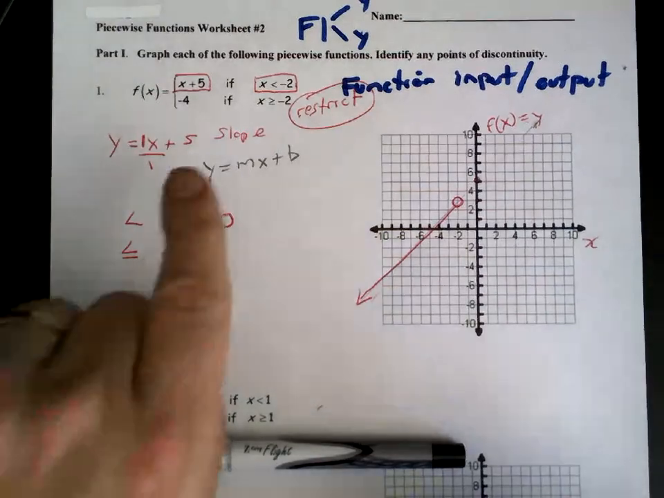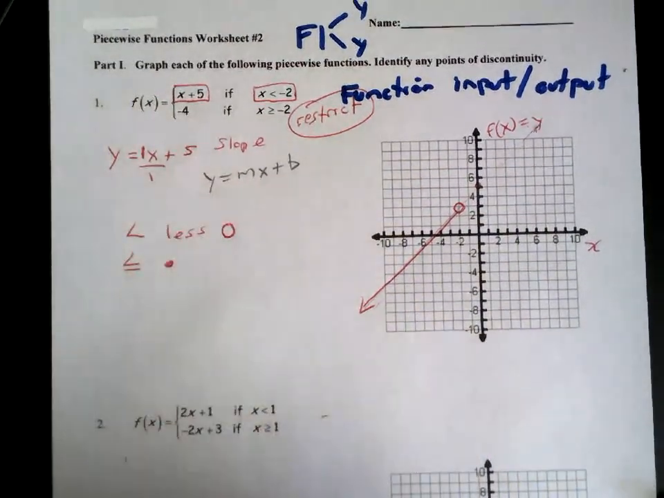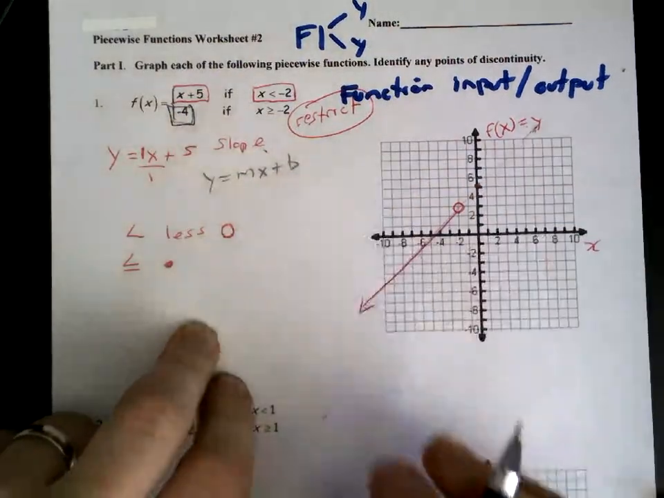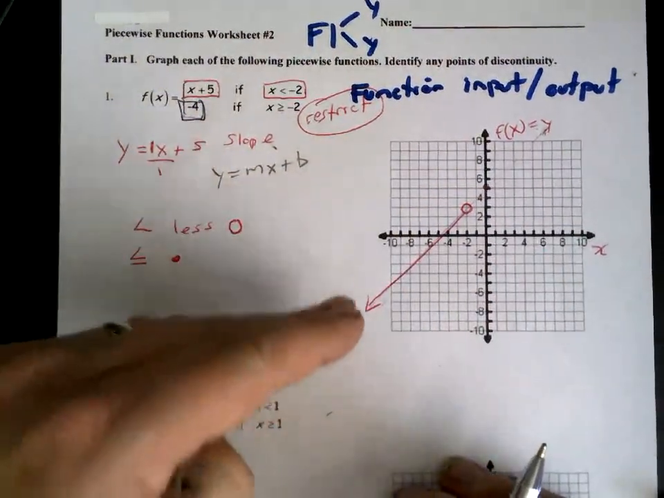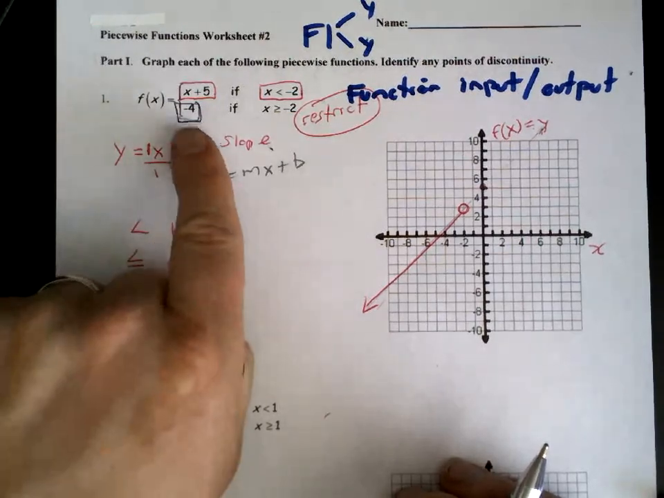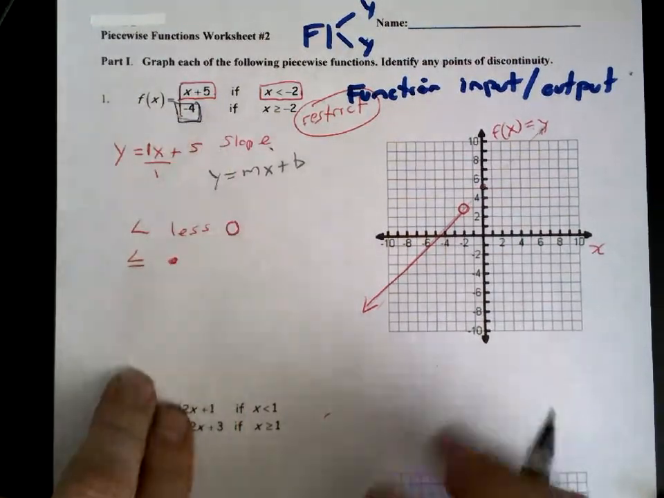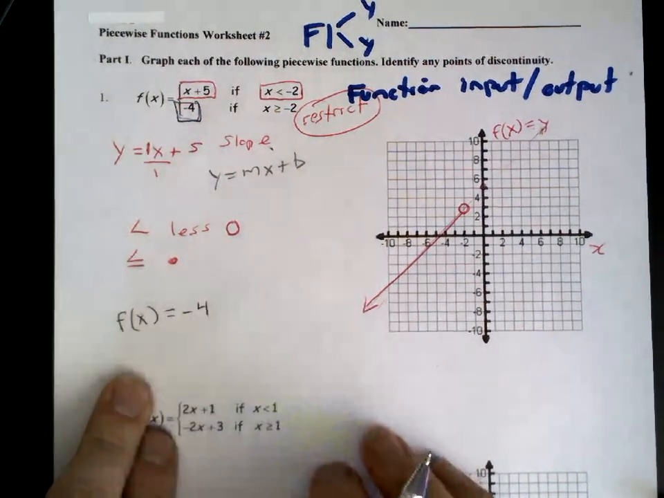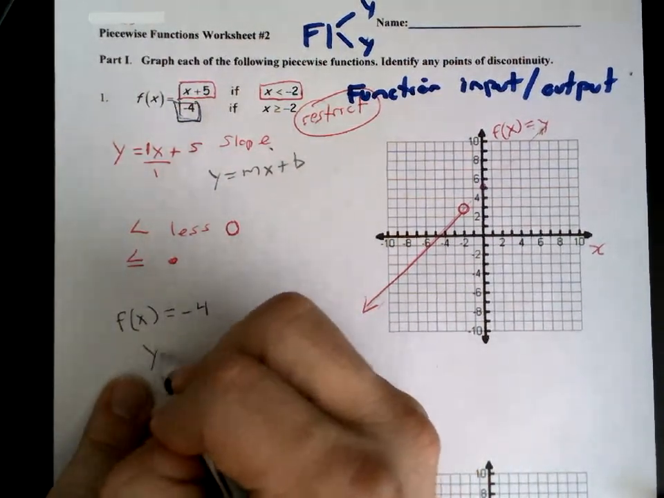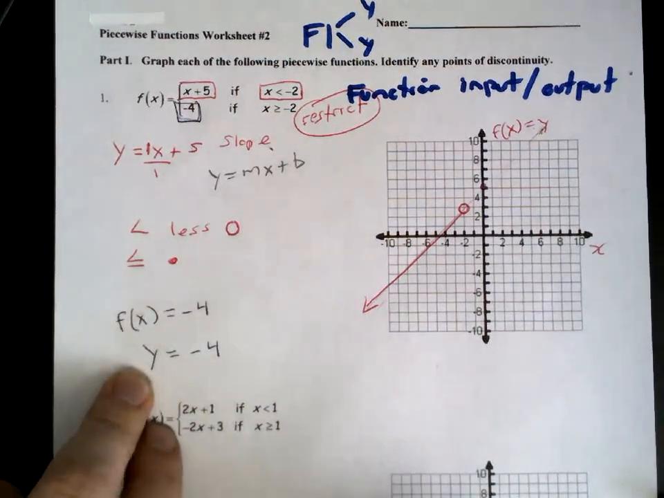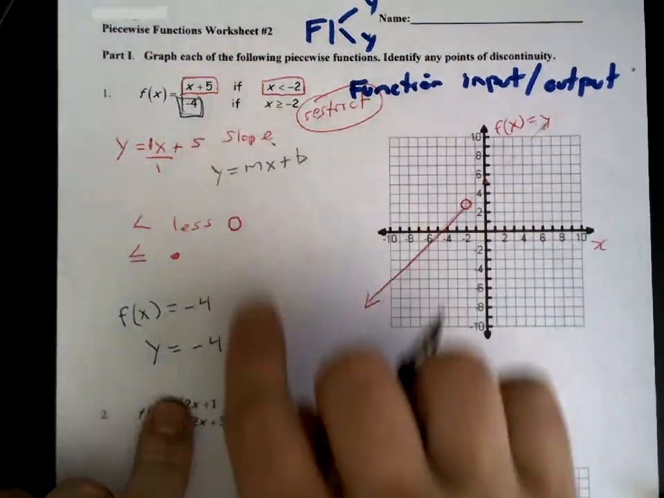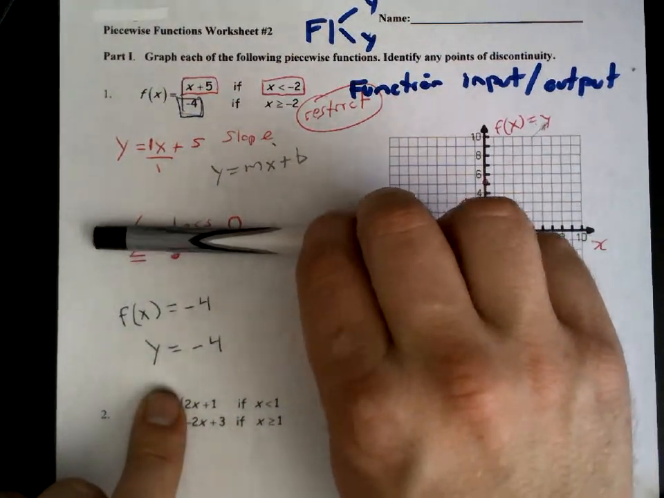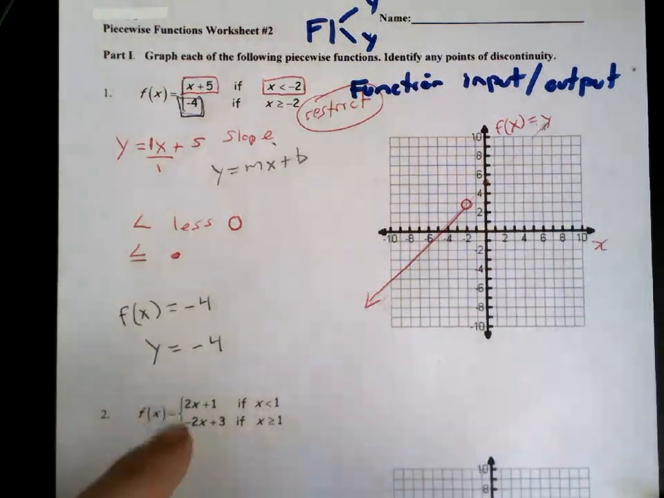Well, what's the next one? Well, the next one says I have this. But what is that? Remember, this is a function within a function. It's a subfunction. So technically, this is going to be f of x equals -4, or y equals -4. That's what that means. That means that this is going to be a horizontal asymptote on -4.